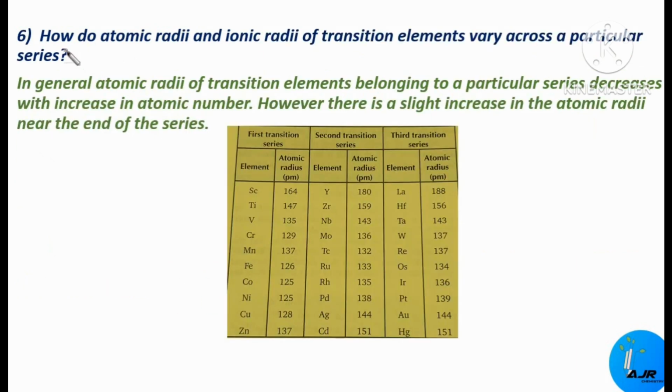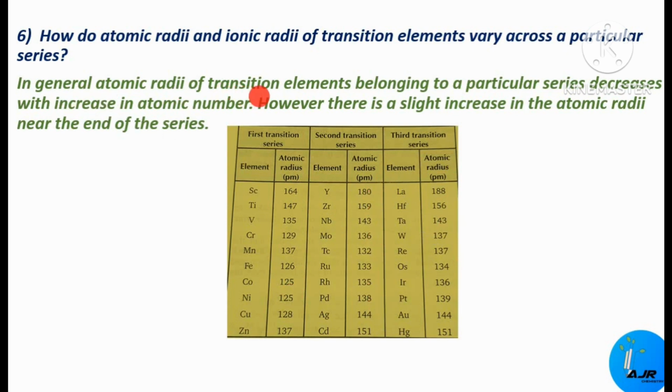Understood? Next important one is, how do atomic radii and ionic radii of transition elements vary across a particular series? Okay. See, I have given a tabular column which consists of the different elements of the first transition series, second transition series, and the third transition series, and also their atomic radii. Understood? See here, it's varying differently in different series.